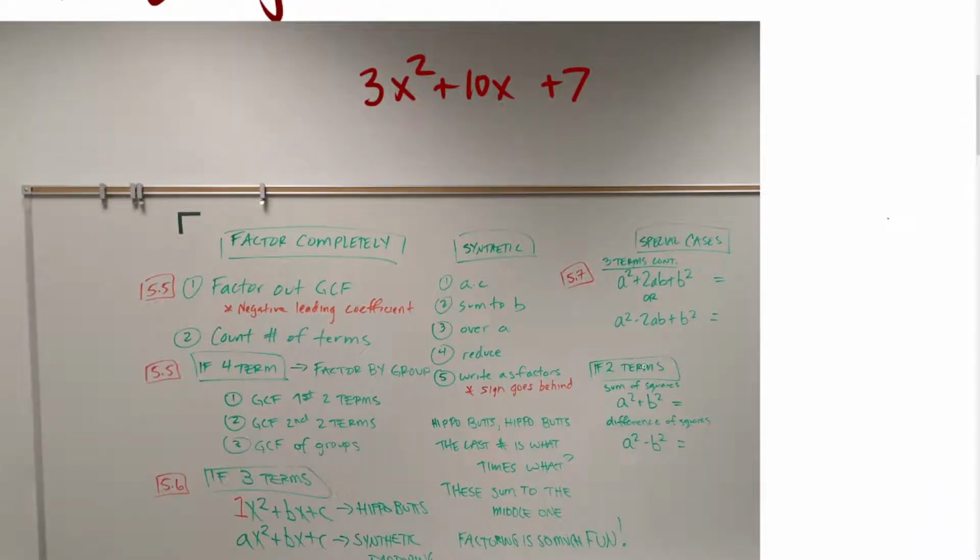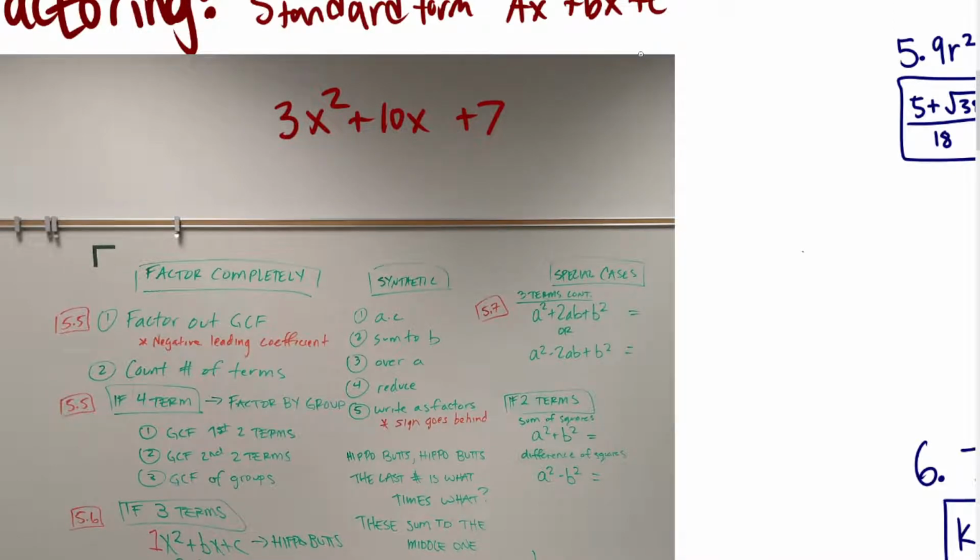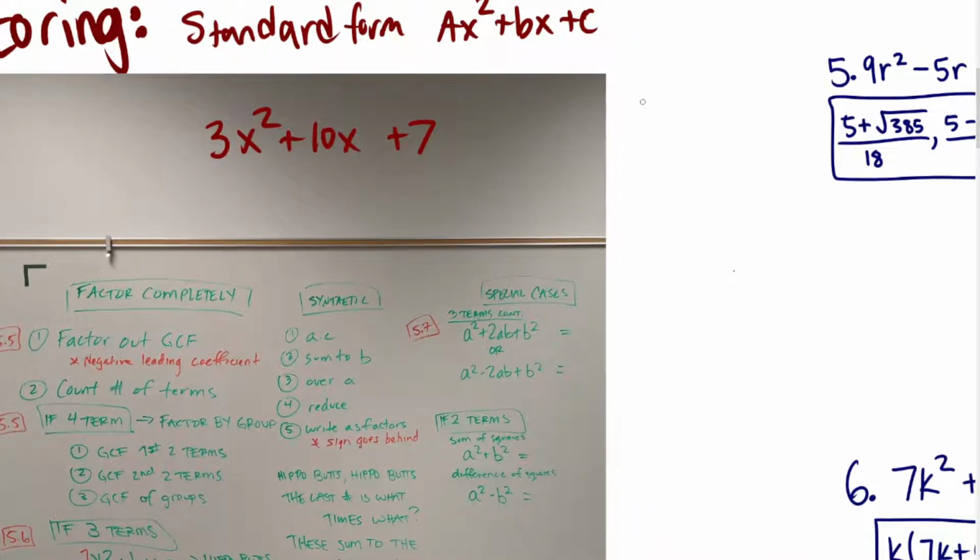So we've done that. We've counted that there are 3 terms, and we know that the coefficient of our leading term is 3. It is not positive 1. So we can't do anything with Hippo Butts. We will, like I said before, do the same process of timesing a by c. So we'll have 3 times 7, which is 21. And now let's list out the factors of 21.